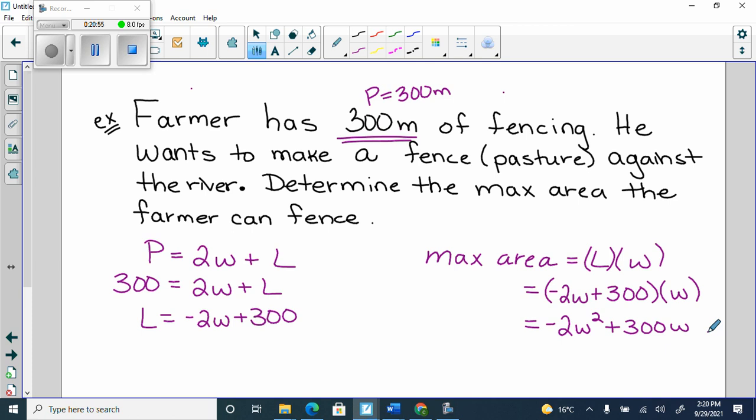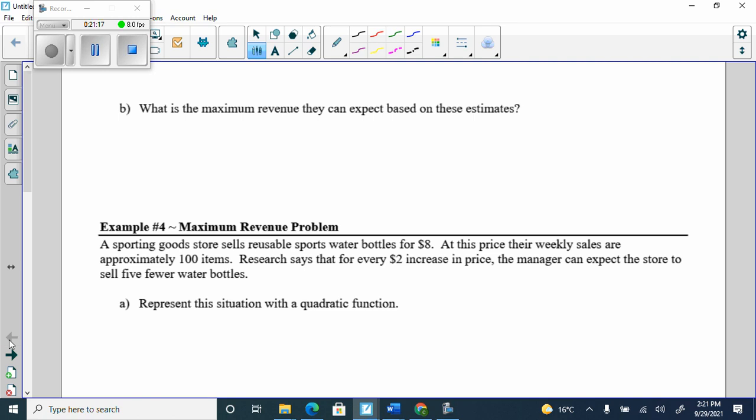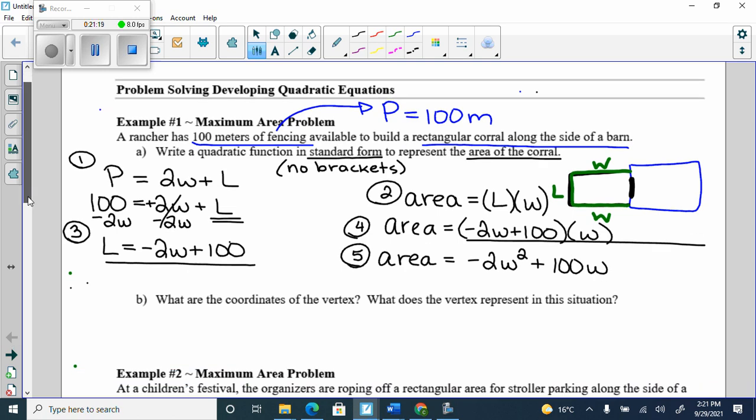Because you're going to distribute the W in. So negative 2W times the W is W squared. W times W. Make sense? Yeah? Okay, we're going to come back to this example. We're going to go back to our original one. We're going to do some work. We're going to go back to it. So this is our original.